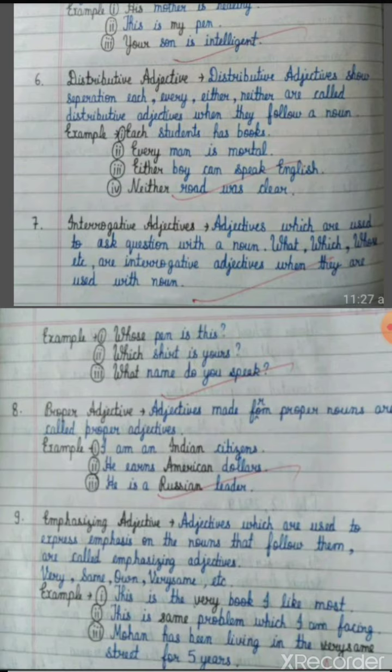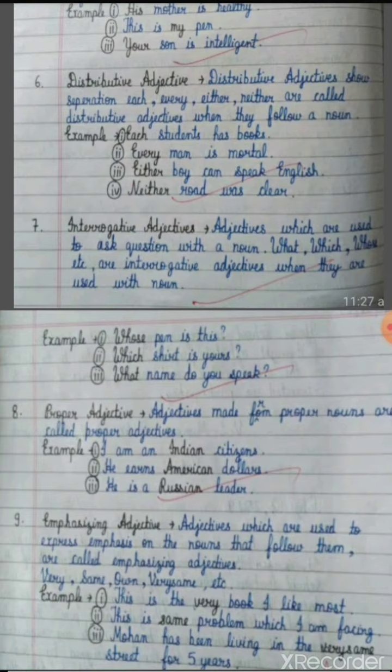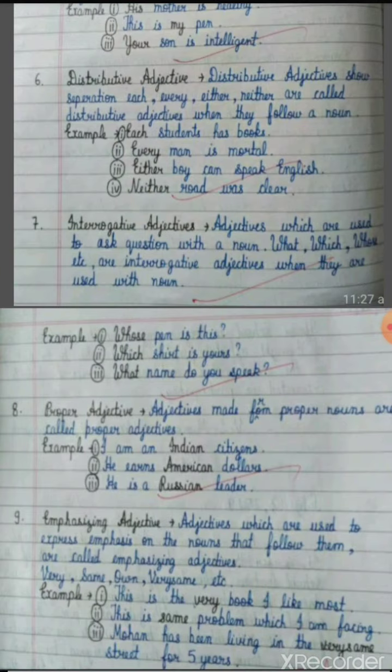He earns American dollars. American is made from America. So we make the word American with the help of a proper noun. America is a proper noun and American is a proper adjective. He is a Russian leader. From Russia we make Russian. So Russian is a proper adjective because it is made from a proper noun. Indian, American, Russian, Japanese, these are all proper adjectives.